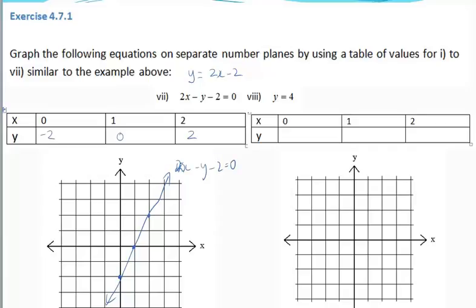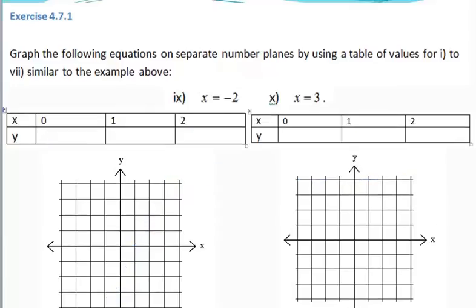Here we have y is equal to 4. Here's our 4. We just follow this point here. Y is equal to 4. It doesn't matter what our x values are, our y is 4. So here x is minus 2. We don't even need to fill this out, do we? X equals minus 2 is this line along here. X is equal to 3. Same thing, a little bit higher up. X is equal to 3.